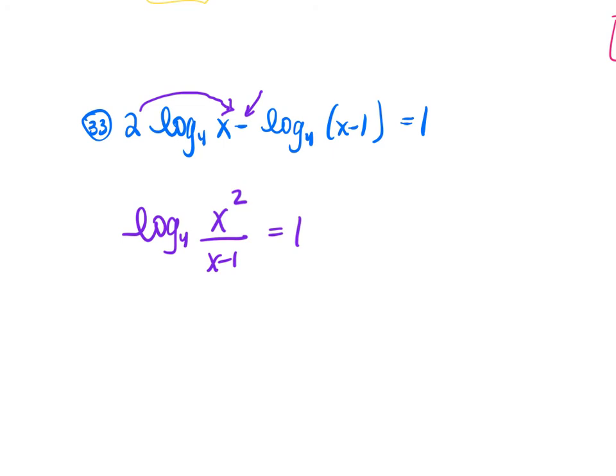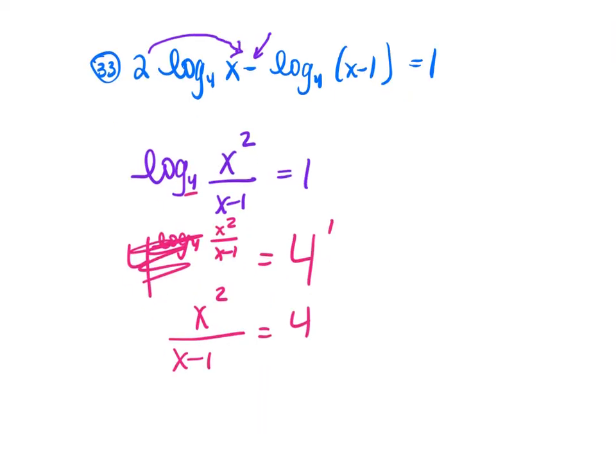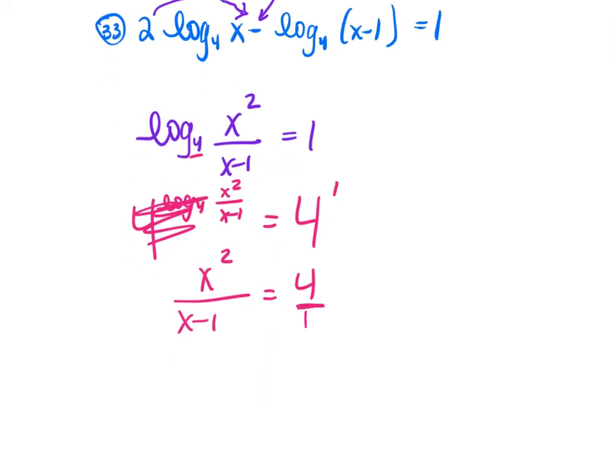The opposite of log is exponential. So I'm going to say big base 4 because I want this to cancel out. Everything goes up in the exponent. x squared over x minus 1 equals big base of 4. 1 goes to the exponent. This cancels out. You have x squared over x minus 1 equals 4 to the first power. You can write this as 4 over 1.